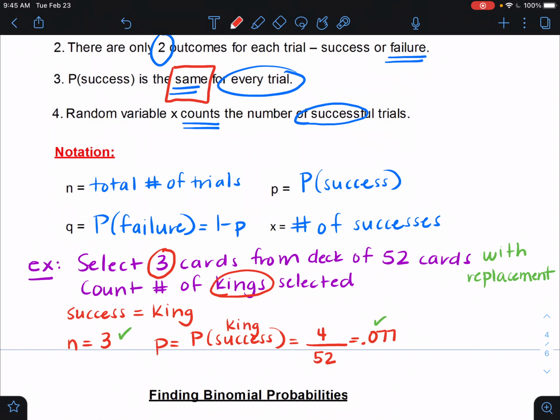Now, everything else should be grouped together as a failure. Anything that's not a king would be considered a failure. So in order to find the value of Q, all I have to do is take P and subtract it from 1. That tells me the probability of failure is 0.923. That's the chance that I don't get a king. So at this point, we've checked 3 out of the 4 properties off here.